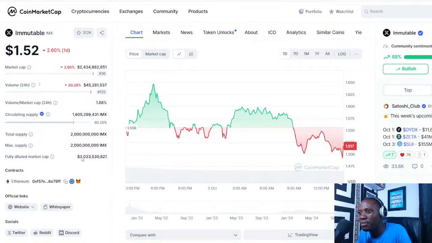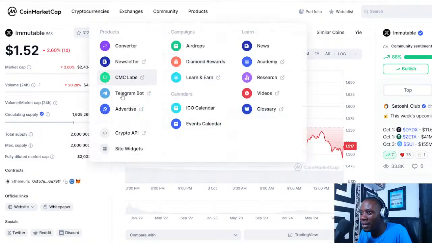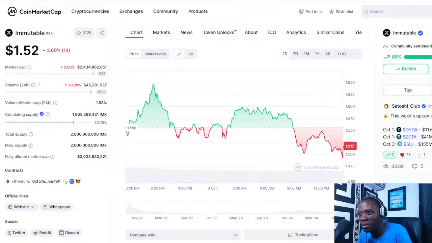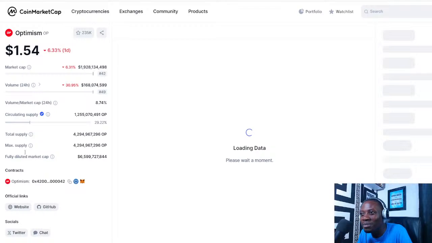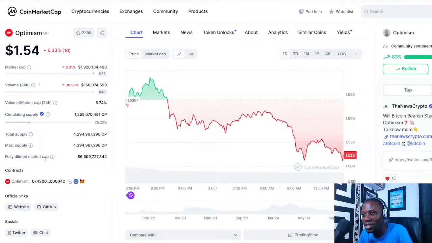The FDV is 3 billion. Market cap is 2.4 billion. That's IMX, quite good, nice. 2 billion supply, right? Interesting. The token supply is not terribly much, right? Even though it's much, the gap between the FDV and the market cap is almost closing up, right? Optimism is 29% in circulation, and then 1.9 billion market cap, and then 6.5, all of that, right?